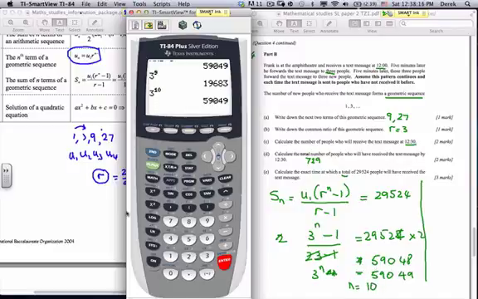Now another way that you could have done this is you could also have plotted the two graphs. You could have plotted the graph y is equal to 3 to the n, and y is equal to 59,049, and you could have seen where those two lines intersect, and they should intersect where n is equal to 10. Now we still haven't found the actual answer because we found the number of movements.